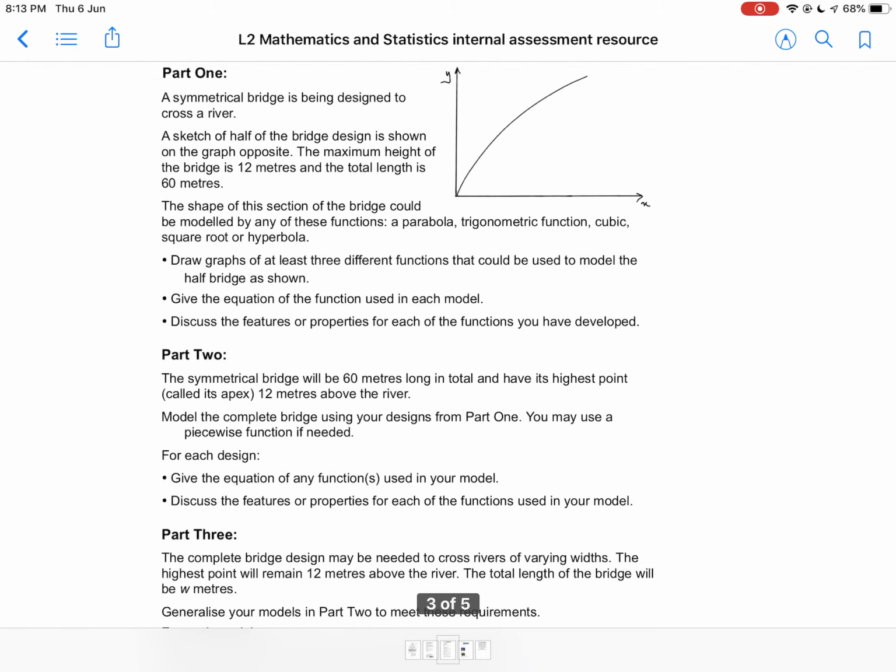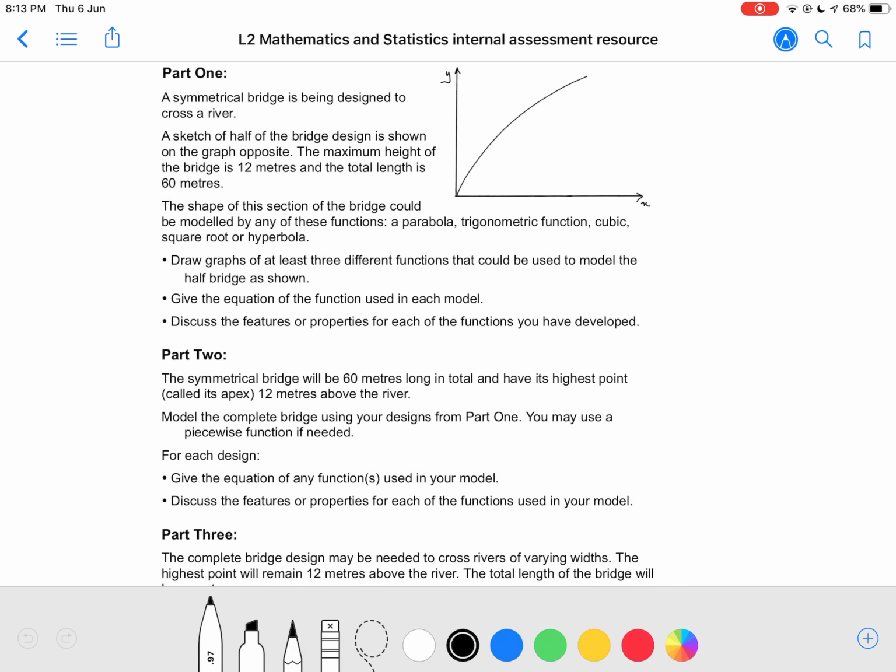Okay, so this is basically just using 3 different graphs to model the same shape. The easiest 3 I can think of, I'd probably choose a parabola, a square root, and a hyperbola. In my opinion, I think those would be the easiest to do given what information we've been given, because we've only been given 2 points. We've been given that the maximum height is 12 meters. The whole thing is 60 meters, so therefore the max height will occur at 30 meters, and we know that this point is 0, 0.